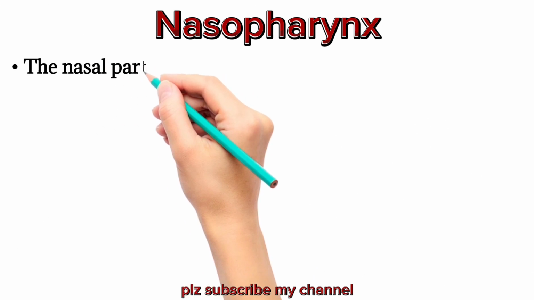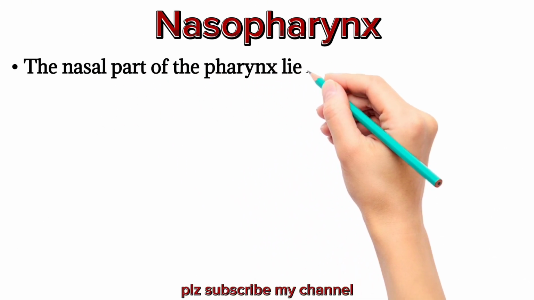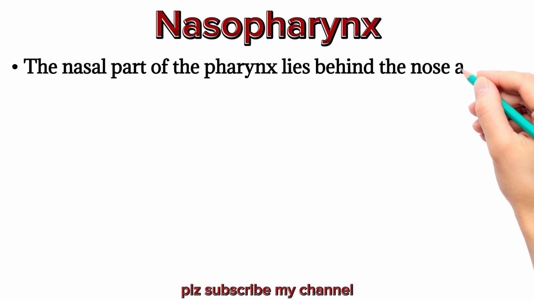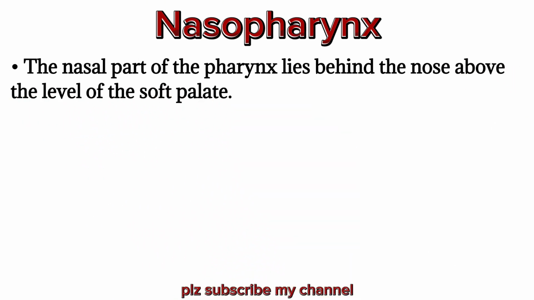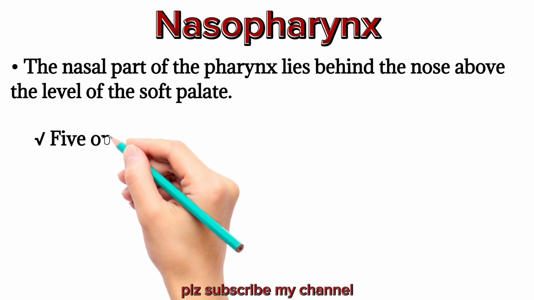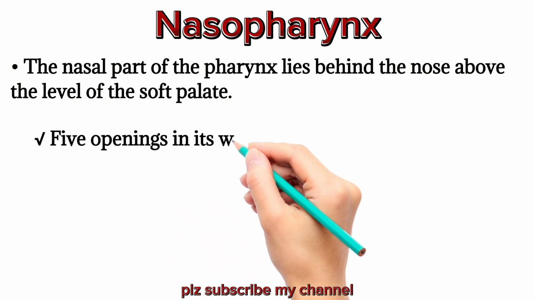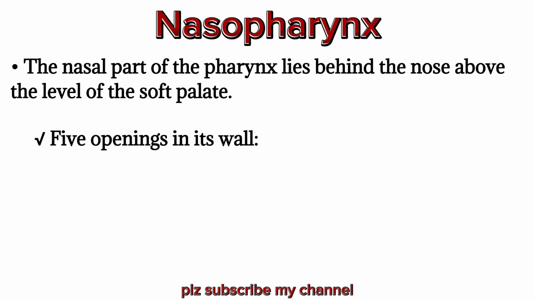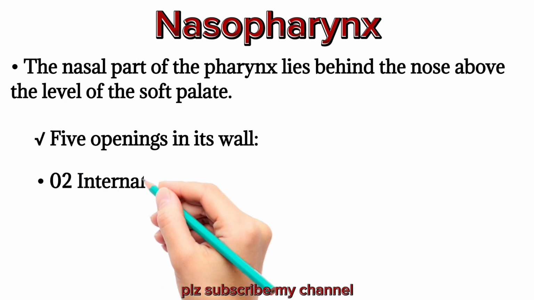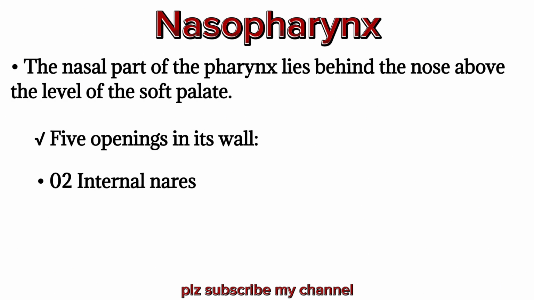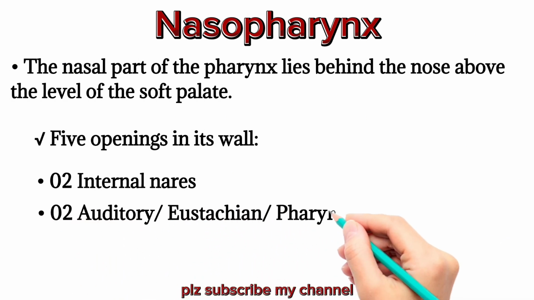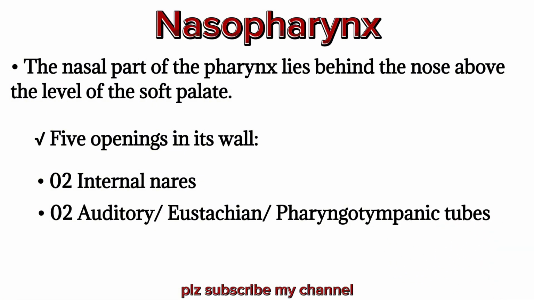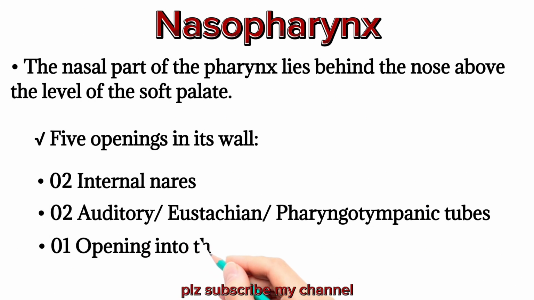Nasopharynx. The nasal part of the pharynx lies behind the nose, above the level of the soft palate. Five openings in its wall: 2 internal nares, 2 auditory, eustachian or pharyngotympanic tubes, and 1 opening into the oropharynx.